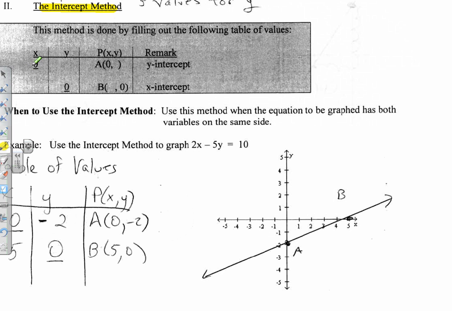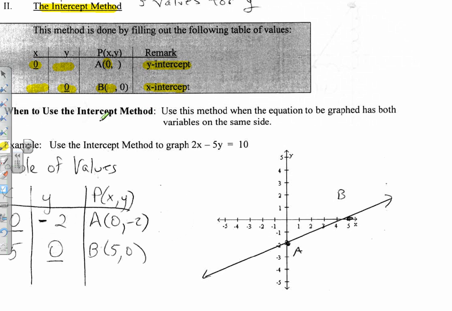You plug in 0 for x, solve for y, then you turn around and plug in 0 for y, and you solve for x. Putting 0 in for x makes the equation very easy to solve. Then when you put 0 for y, it also makes the equation very easy to solve for x. This point that has an x coordinate of 0 is what we call the y-intercept. That's where the graph is going to cross the y-axis. When y is 0, this point B is where the line crosses the x-axis, and it is called the x-intercept.